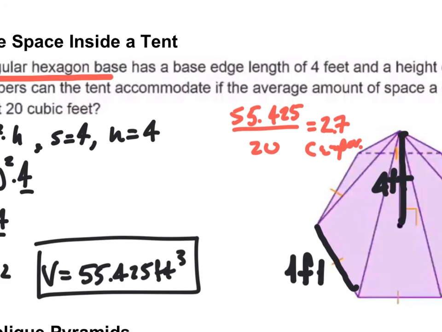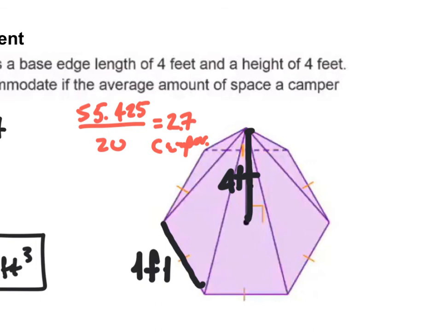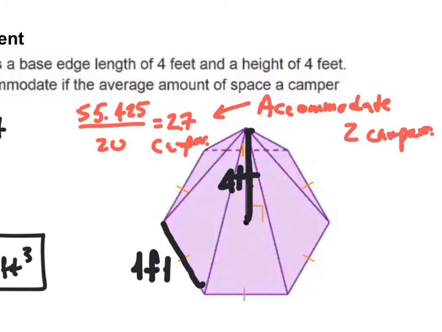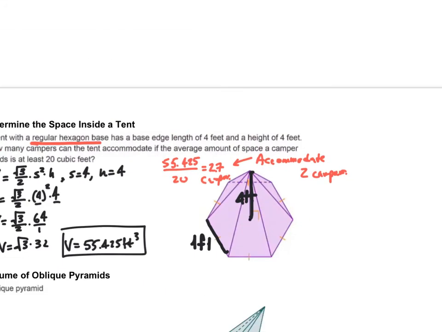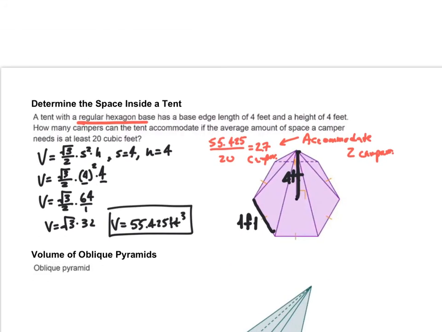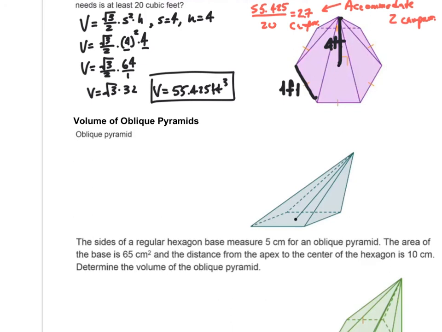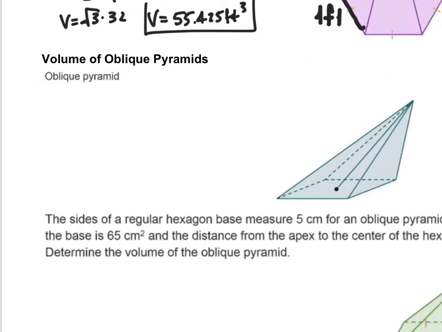So, how many could we accommodate? We could accommodate 2 campers. Okay, so 2.7 campers, you can't accommodate 0.7 of a camper because they ain't going to be a happy camper. Then you would accommodate 2 campers. Okay, not really sure if I wrote that right, but we're just making a video. Oh, I did spell it right. Okay, cool. All right, so now we also have volume of oblique pyramids.